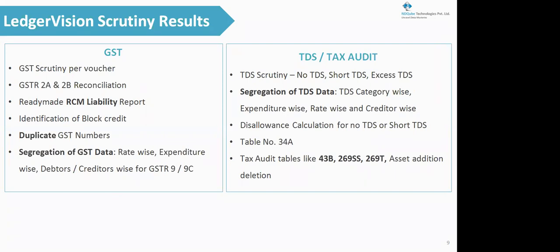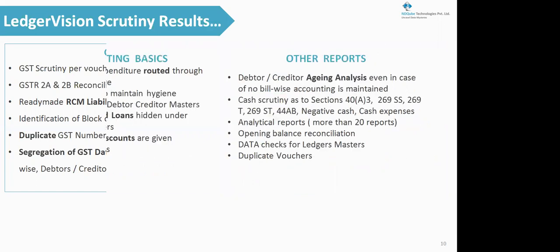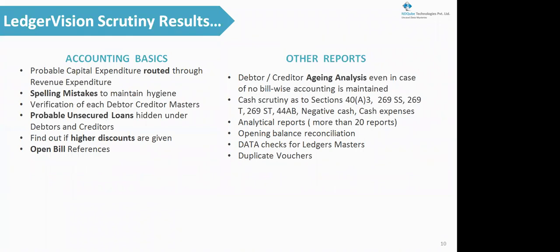And again, for tax audit, it provides TDS scrutiny where no TDS or short TDS or excess TDS is captured by the software. Then segregation of TDS data is there. We provide you expenditure-wise, rate-wise, party-wise and TDS category-wise bifurcation of data, from where you can find out the disallowances for no TDS or short TDS and table number 34A. Again, we will provide some of the tax audit reports which are available from Tally data, like 43B, 269SS, 269T, asset addition, deletion, etc. So there are many reports based on accounting basics, or aging analysis is there. Cash related reports are there.